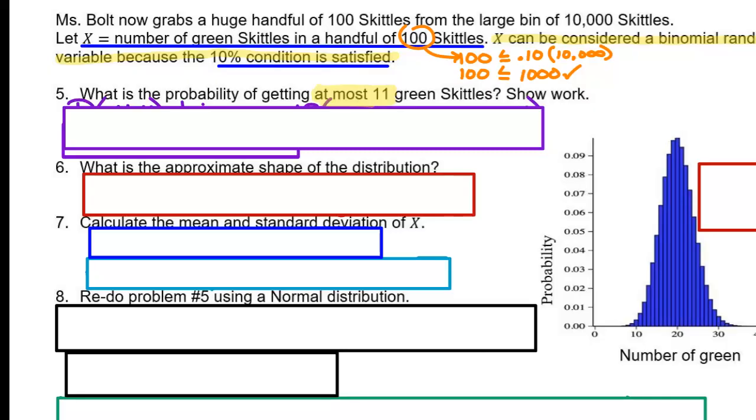We said this is a binomial random variable because we have our 10% condition met. I'm going to give us about another minute and a half to calculate this probability. Feel free to look back in your notes from yesterday for how we calculated the probability of a less than or equal to.